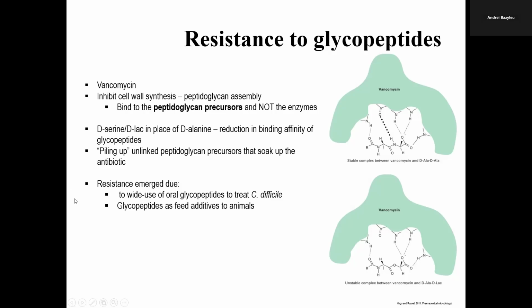So what were the major reasons for the emergence of the resistance? A very widespread use of oral glycopeptides to treat Clostridium difficile. We encountered this bacteria before. I told you it's the most common hospital infection. So glycopeptides were very widely employed to treat those infections. And even probably a bigger source is glycopeptides, these antibiotics, not just vancomycin, but glycopeptides being used as feed additives to farm animals.